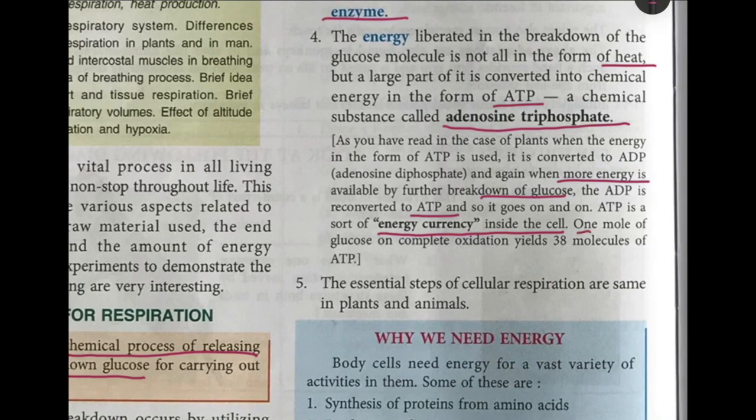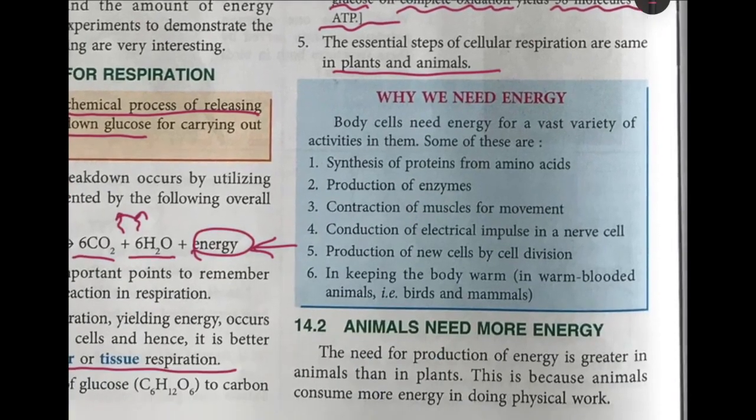And remember children, this is important: 1 mole of glucose, when it is completely oxidized by oxygen, gives 38 molecules of ATP. That is a lot. And the steps of cellular respiration are the same in all living organisms, be it plants or animals.